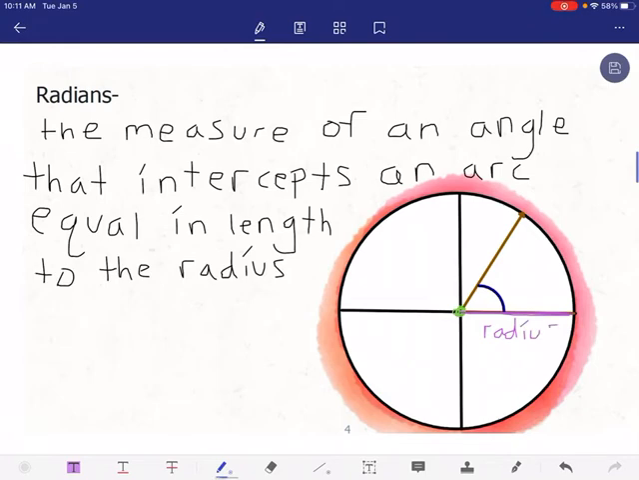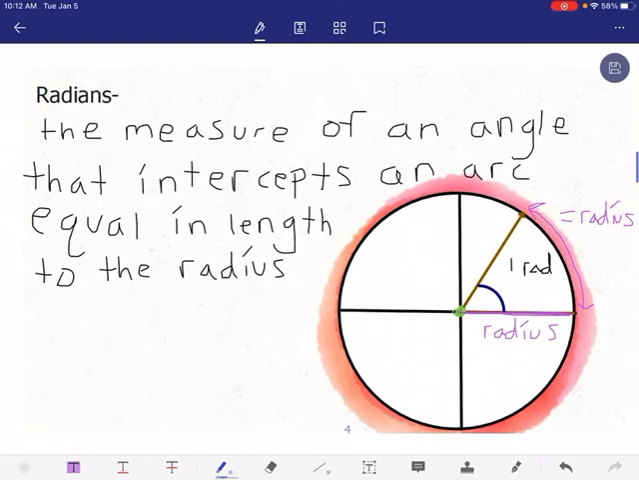And so basically what we're saying is, if I were to take that radius, so say we put a piece of string the length of that radius, and we then laid that string along the outside of the circle, that arc length, basically, or the curved length, is going to be the same distance as our radius. And that is going to equal 1 radian.